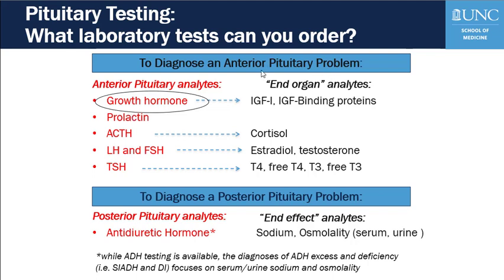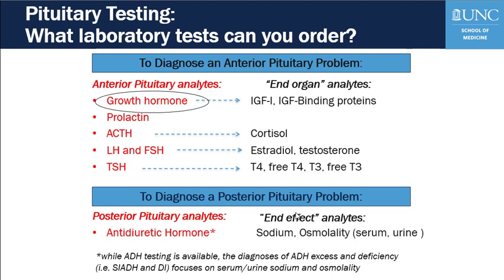So typically, the end organ analytes also have to be measured in conjunction with the pituitary hormone. Otherwise, they're really difficult to interpret. So to diagnose a posterior pituitary problem, we do rely more on the end effect analytes rather than actually measuring antidiuretic hormone or ADH. And the end effect analytes include sodium and osmolality in both the serum and the urine samples. And so details on the posterior pituitary will be covered later on.